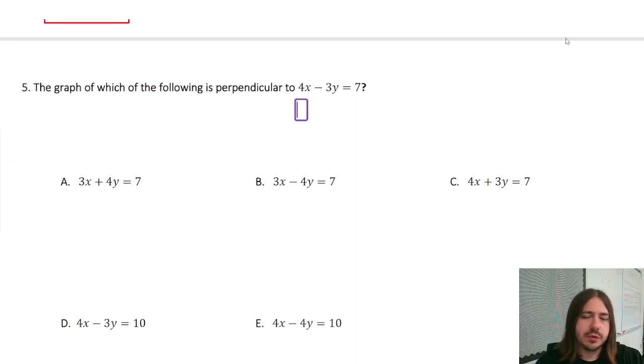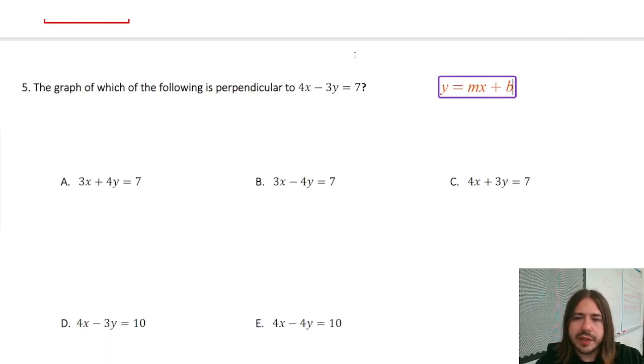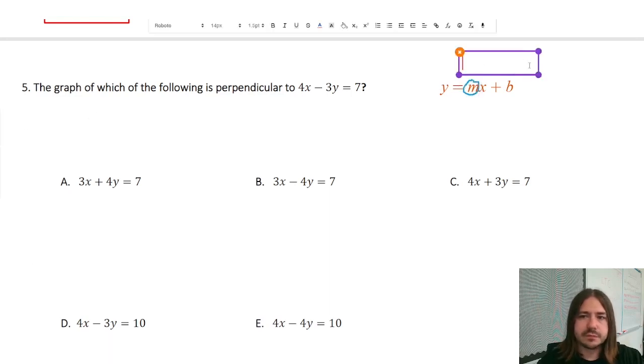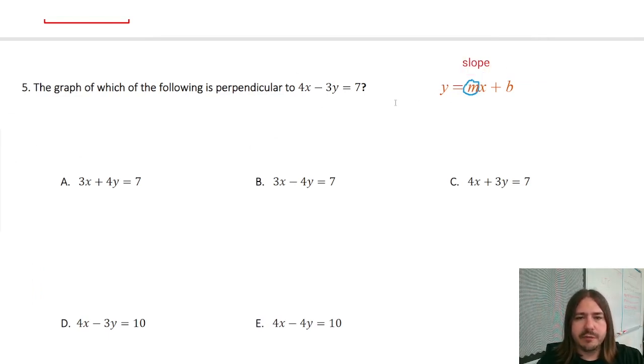So to find the slope, we want to put this into slope-intercept form, which is y equals mx plus b form. The reason why we want to put it in that form is then we can identify what the slope is, which is the m. I can circle it. That right there is the slope, right? So it's that m value. If I rewrite this in this form, I should know the m value.